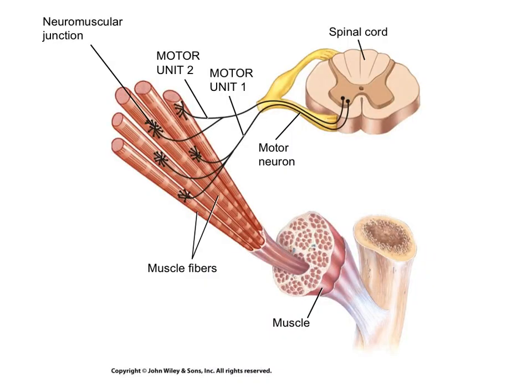Here's just an example of what that motor unit looks like. So we have the axons extending from the spinal cord down to the muscle, and you can see here's a motor unit innervating many different muscle cells, and another motor unit innervating many different muscle cells, okay? They're going to be getting the signal at the same time.